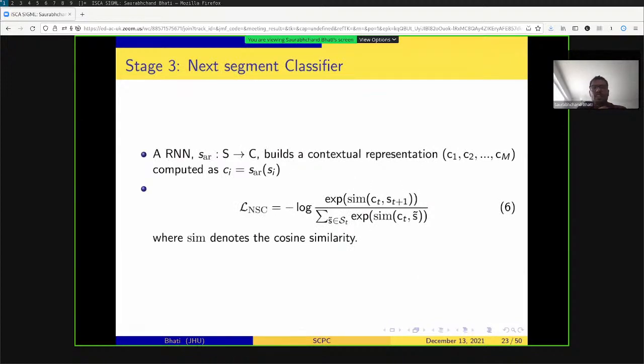Now we have an RNN. In practice, I use a GRU as the recurrent neural network, which takes in the segment level representations and passes them through the GRU to generate the context level representations C. And now the task is, given C_t, you have to predict the next segment, which is S_{t+1}, from a bag that contains S_{t+1} and other negative examples. You can choose the number of negative examples as your model dictates. And the model now has to minimize both the next frame loss and the next segment classification loss.